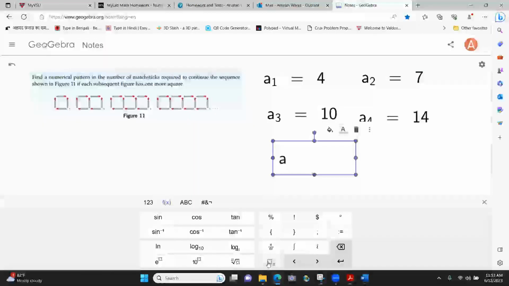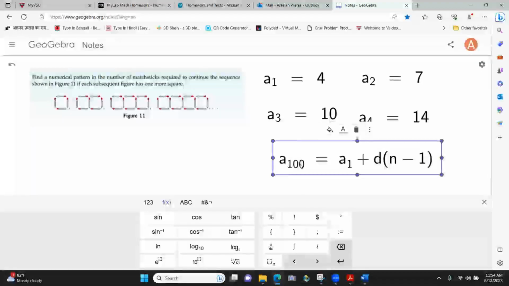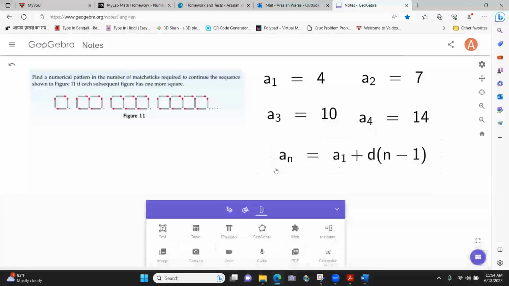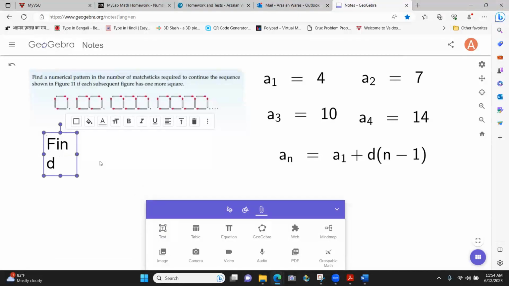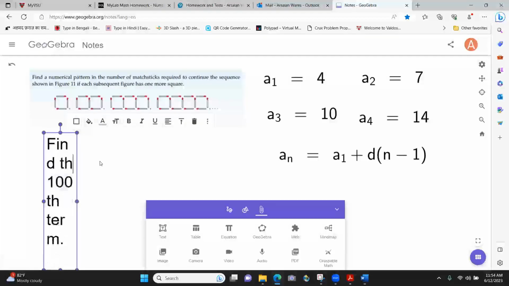A subscript 100 is going to be first term plus d times n minus 1, where d is the common difference. Well, let's write down our original formula that we really need to know. Now, the question says find the 100th term. Let's say I added this part to the problem.